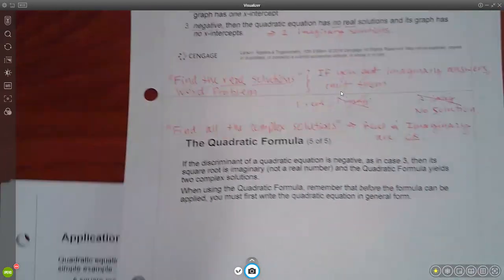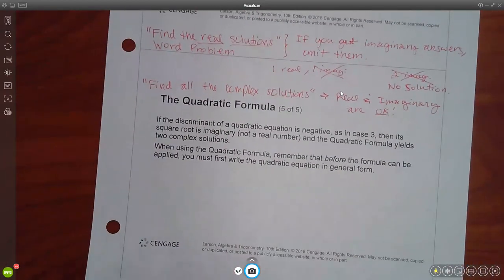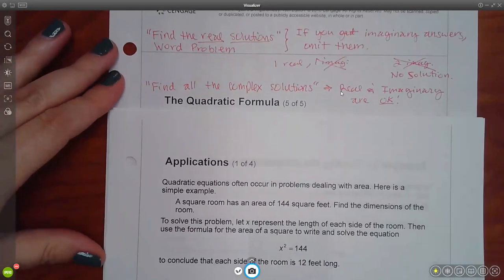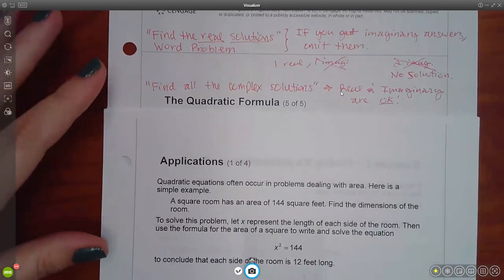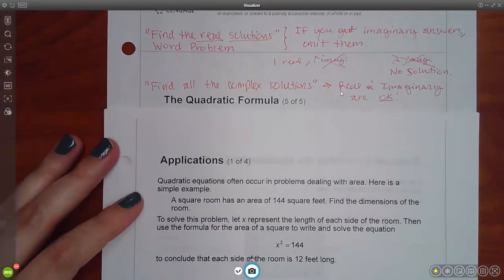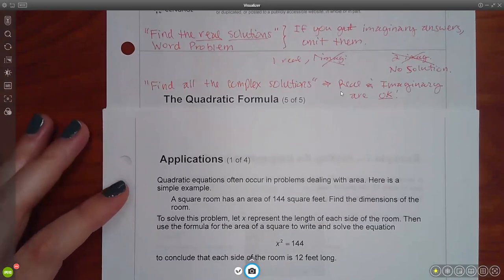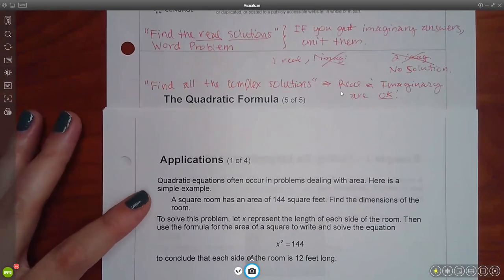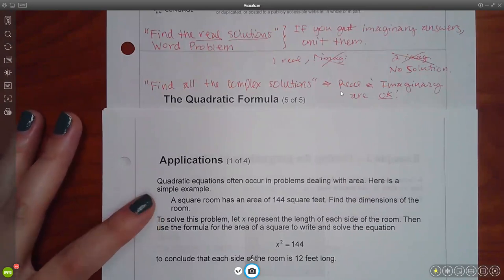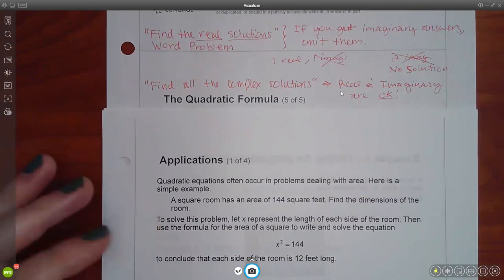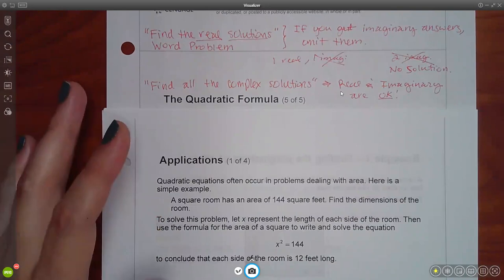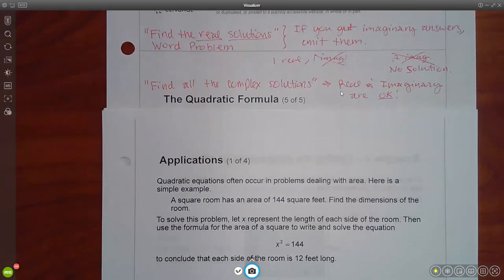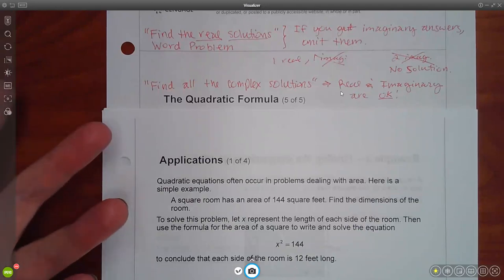Okay, so now before they actually practice the formula, they're going to talk about some applications. One of the applications they have here is this kind of word problem where it has to do with dimensions. It could be the dimensions of a room, a board, a piece of paper, whatever it is, but it's either a square or rectangular shape.